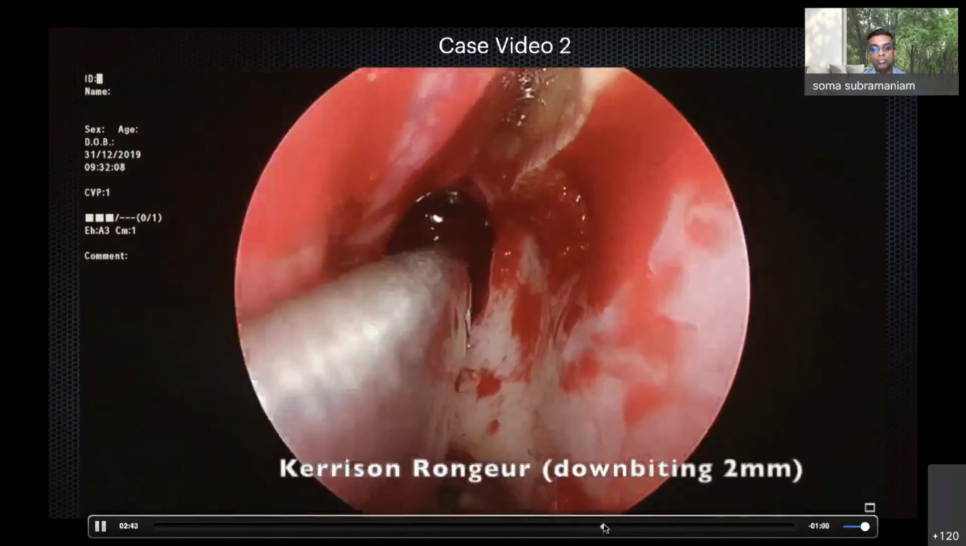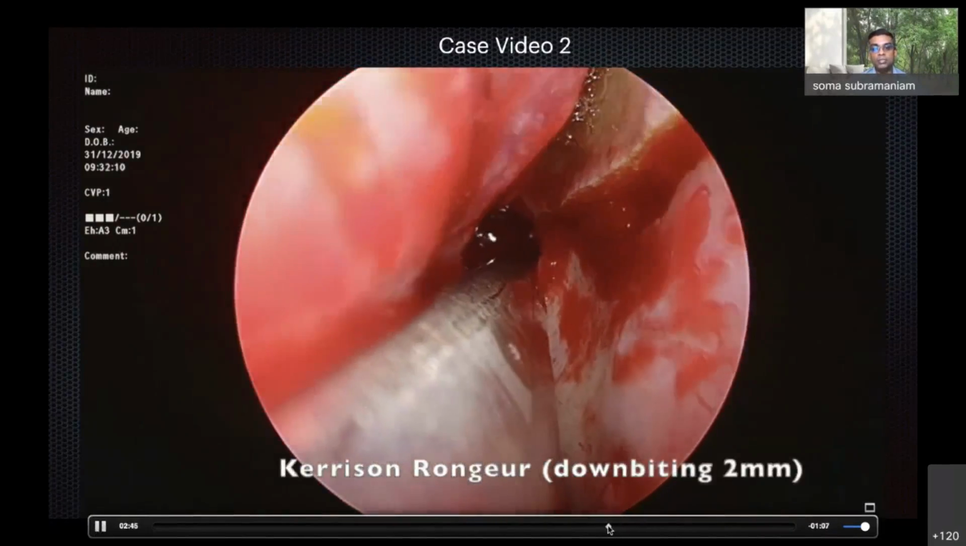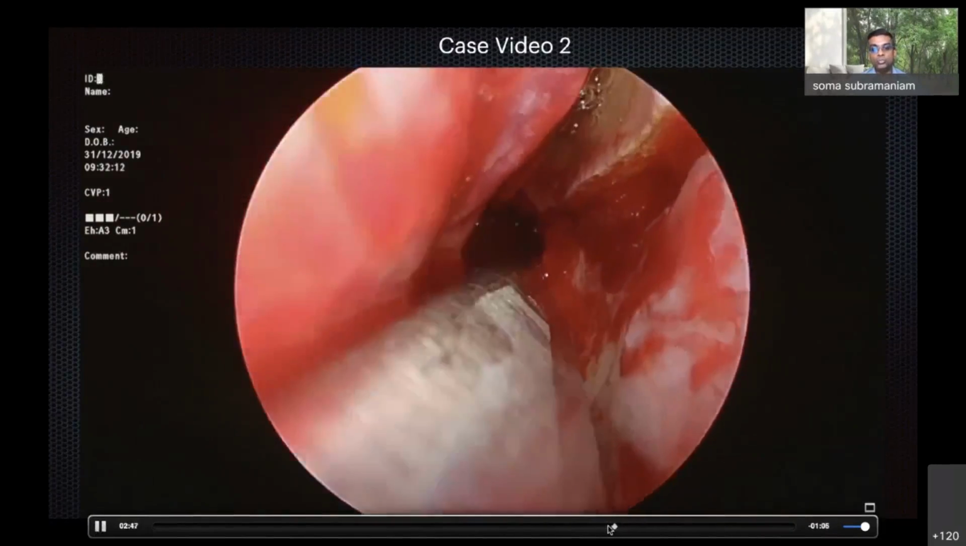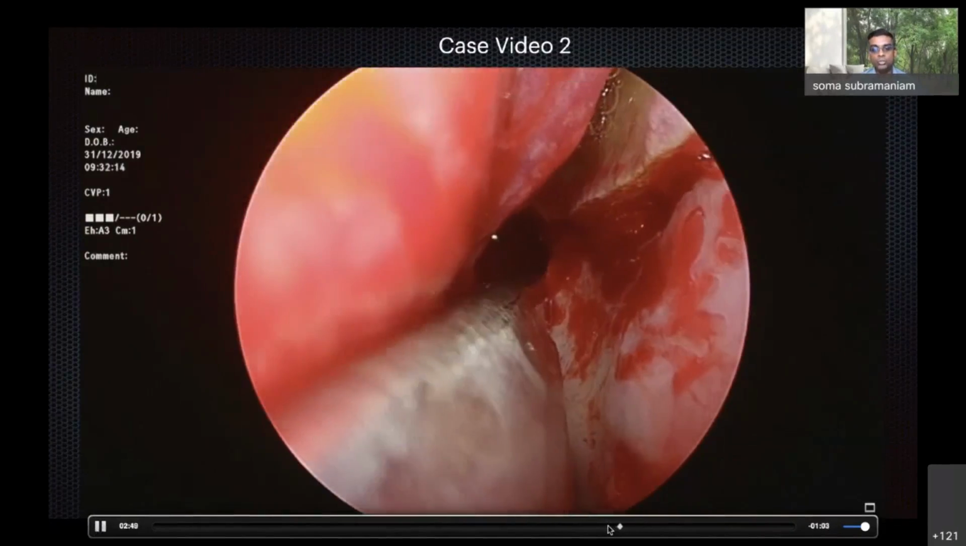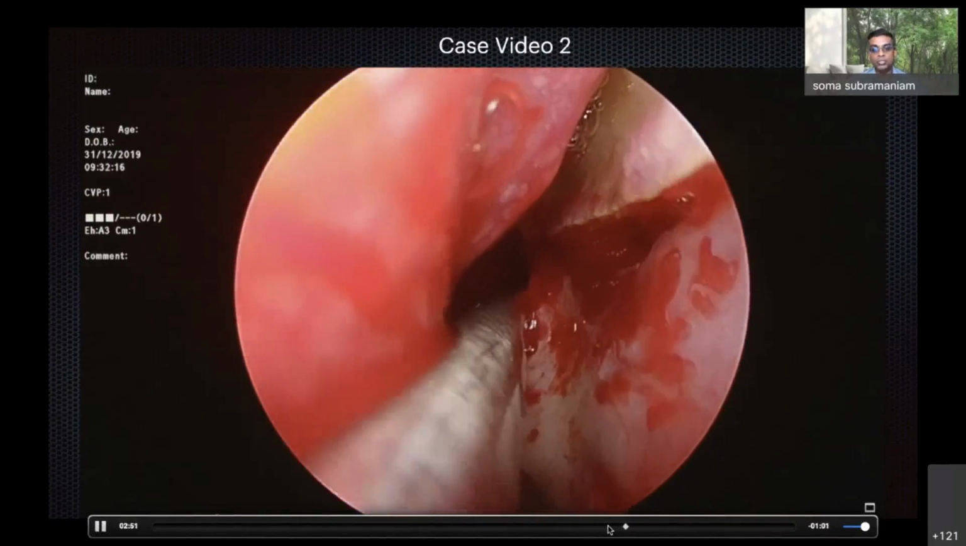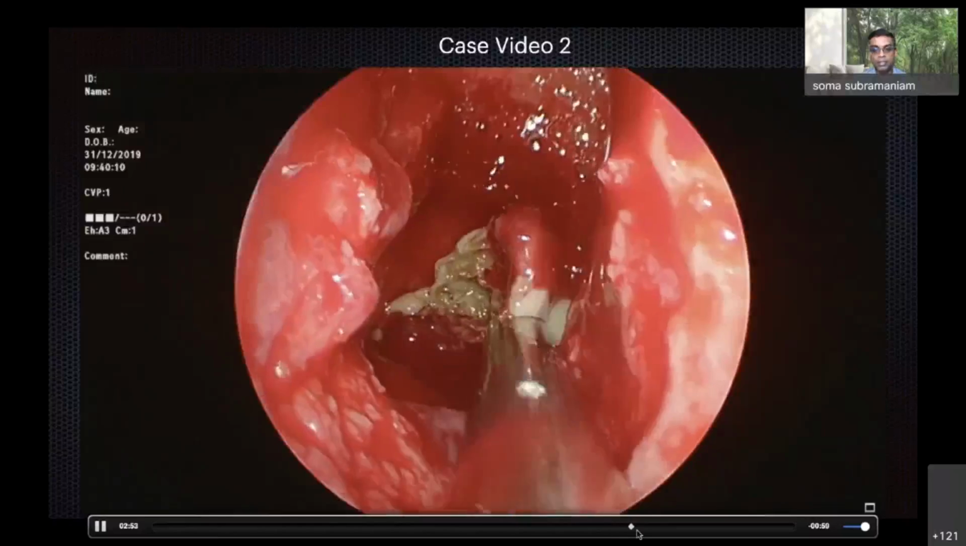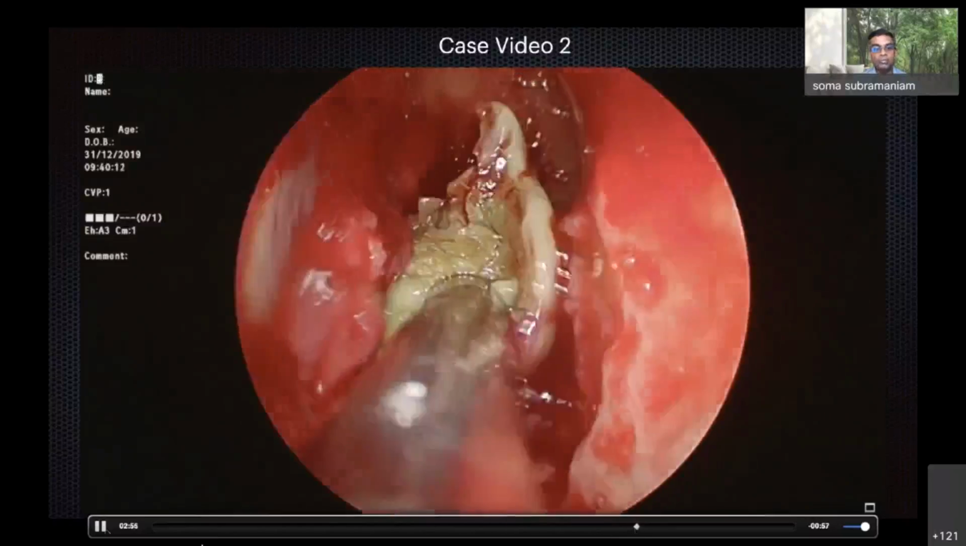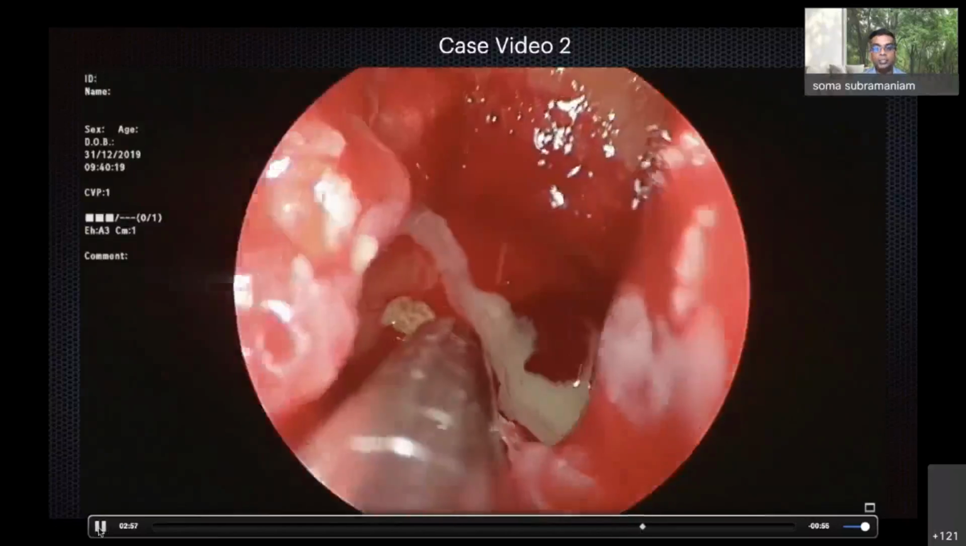And I do this very often. Okay, so it can be done very quickly. I usually don't use the drill for this. It's not necessary. You can use kerosene and mushroom punches to make it very wide. And drilling has the other problem of making a mess of the entire surgical field. So I try to avoid that.